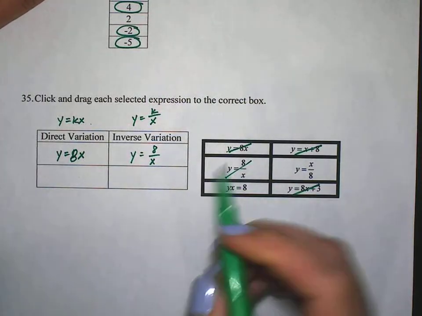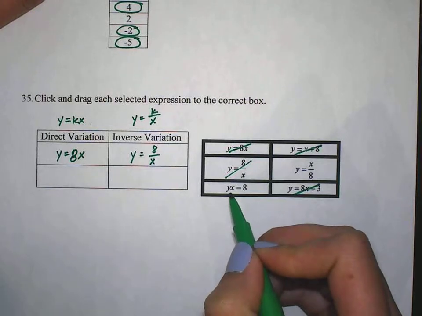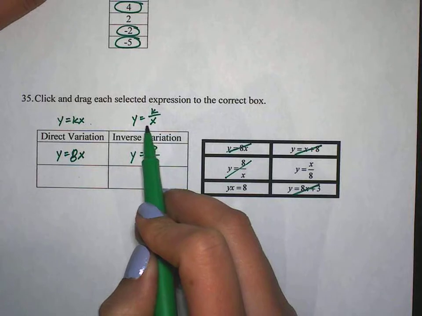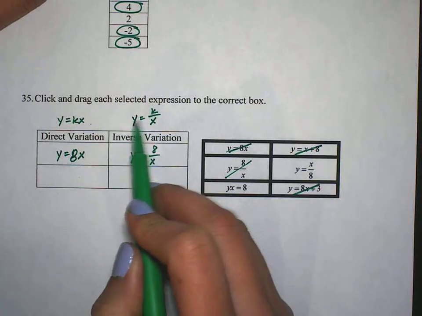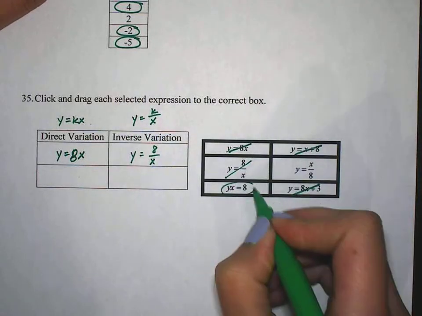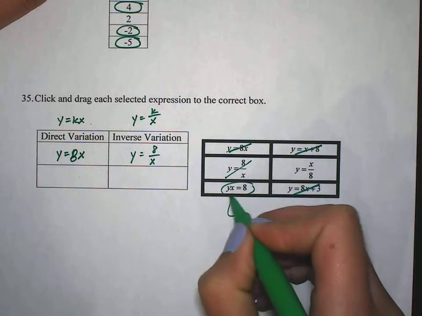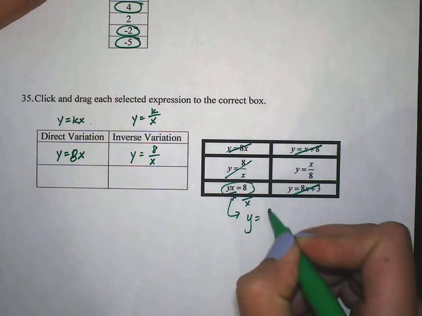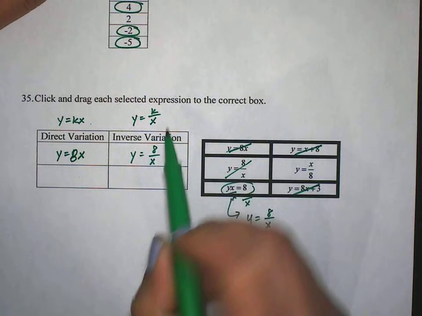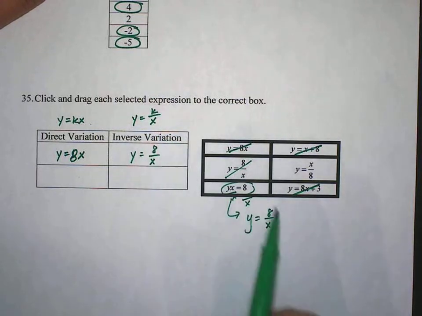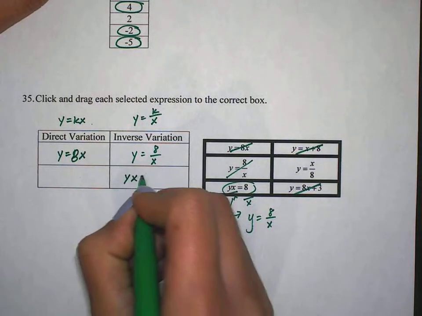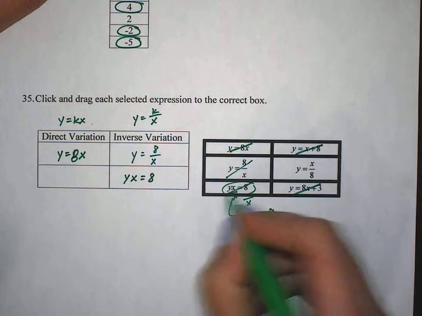Okay. In our lesson, we always said, try to get y by itself, because that's how these general formulas are made, with y by itself. So I'm going to get y by itself by dividing each side by x. So y is equal to 8 divided by x. Well, look there. We have divided by x, divided by x. So yx equals 8.